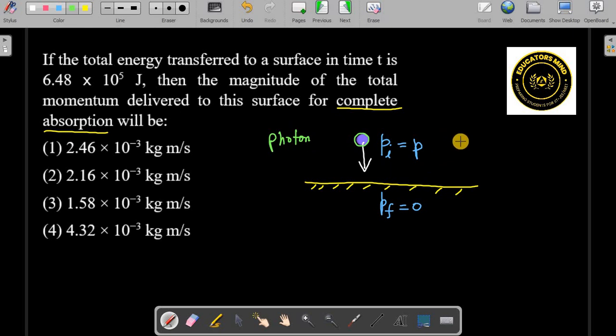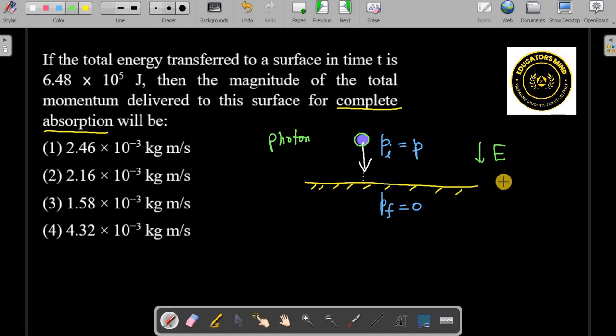Of course light travels with a speed c, that we already know. Here it is saying that the energy with which it is traveling is E. E is the energy which is given, right? The total energy transferred to the surface in time t is the energy they have given, and that energy represents the energy of the photons, right? Now the question is, what is the momentum delivered to the surface? That means what is this momentum which is delivered?